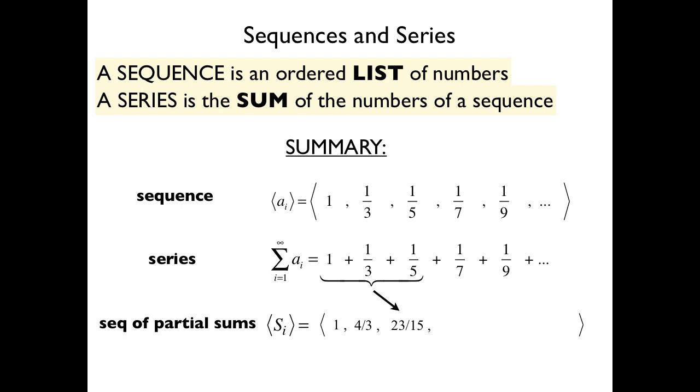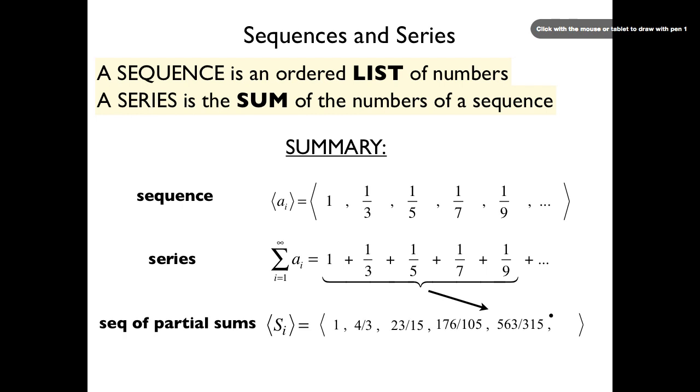What's the fourth term in the sequence of partial sums? The first 4 terms added together, 176 over 105. And then the fifth term is the first 5 terms added together. And on like that. Any questions? Does that make sense?